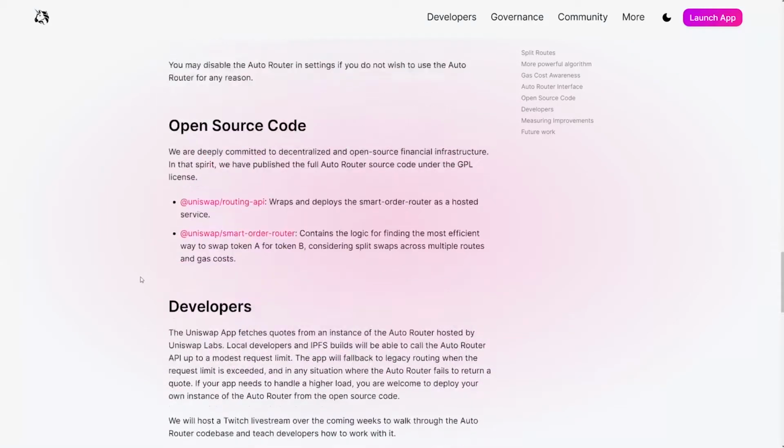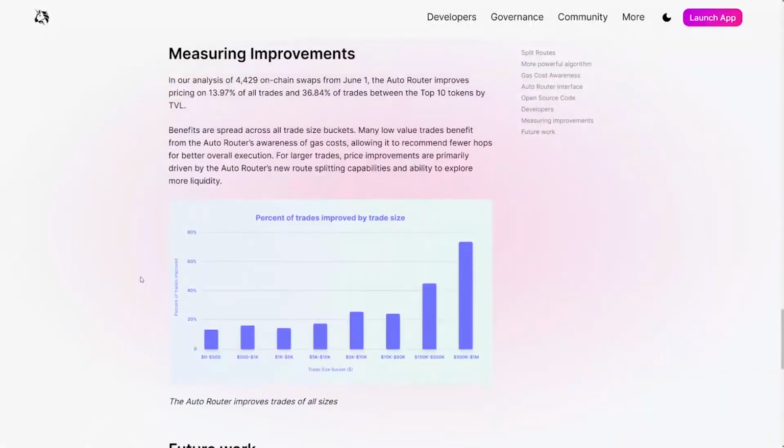And here is some info for the developers mainly, with also some statistics where the auto router should improve pricing on almost 14% of all trades and almost 37% of trades between the top 10 tokens by total value locked. And as we mentioned already, it is benefiting all the trade size buckets, so from low value traders benefiting from the low gas costs, but also these large trades which benefit from the new algorithm and also the splitting capabilities.